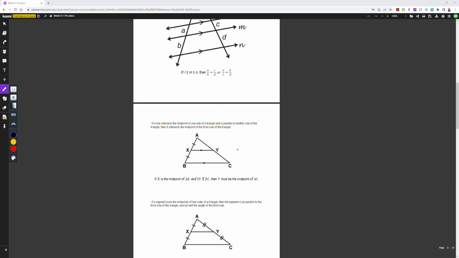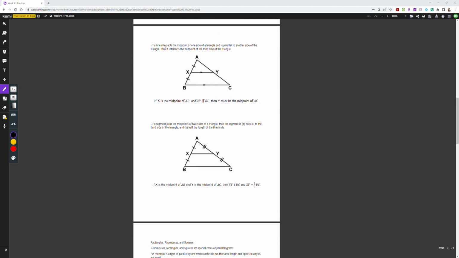Now, if a line intersects the midpoint of one side of a triangle and is parallel to another side of the triangle, then it intersects the midpoint of the third side of the triangle. So we look, we're taking line AB and its midpoint is going to be X. So that means this line AB is going to be bisected by X. And we know that XY is parallel to BC, which means Y would be the midpoint of line AC.